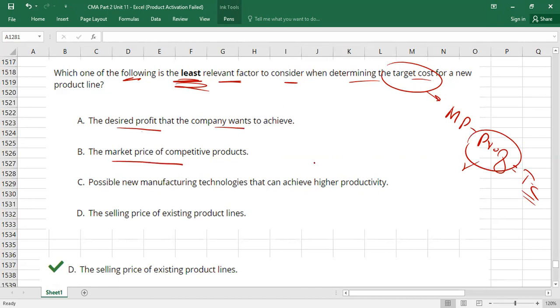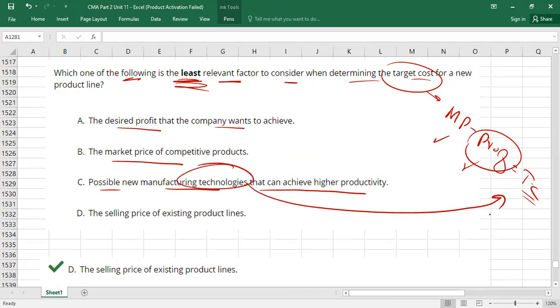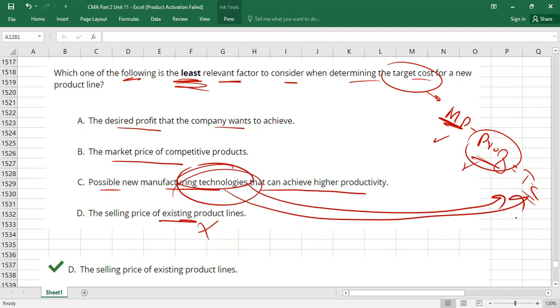The market price of the competitive product, yes, it is also relevant. It is very important to arrive at target cost. Possible new manufacturing technologies that can achieve higher productivity, yes, you should consider this one also, because new technologies can help you meet this target cost. Then selling price of existing product, this is not relevant. What you are charging for your existing product is not relevant. What you are going to sell now, the market value of that is relevant. How much profit you want to earn is relevant. Which technologies you will use to achieve this target cost is relevant. So selling price of existing product is not relevant.